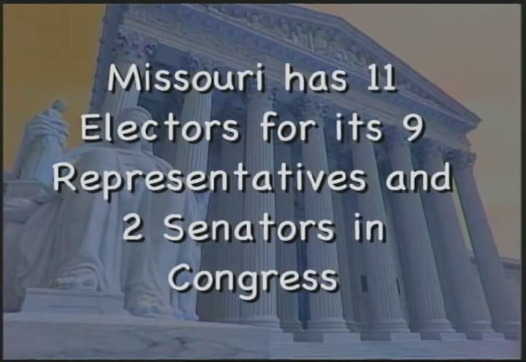All right? 11 is the total number of congressional seats, people that we have serving in Congress as a whole. We have 9 representatives from Missouri that serve in the House of Representatives, and then 2 senators. So 9 plus 2 being 11. Because of that, we select a total of 11 people to go to Washington, we have 11 electoral votes. So that roughly translates to population, right? Bigger states like California have many more electoral votes than Missouri.